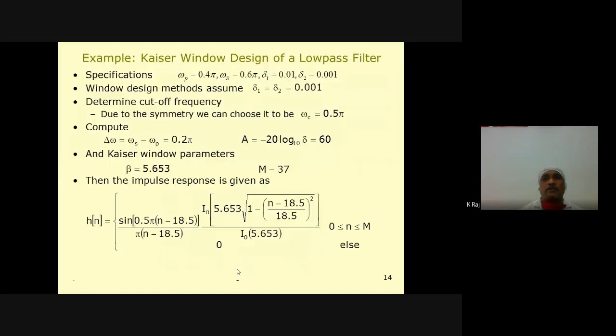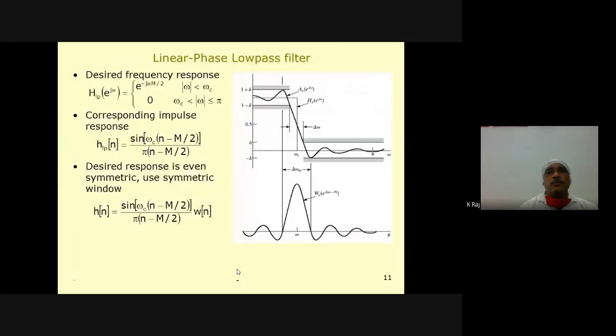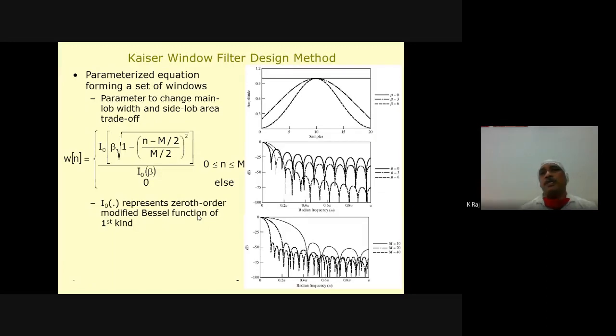So what we have done during the designing of any filter is that we have considered the most complex equation, that is the Kaiser window. Before the Kaiser window, we described what the linear phase low pass filter is. It will be represented as h[n] = sin(ωc(n − M/2)) / (π(n − M/2)) multiplied by the window function. And for the window, we are using the Kaiser window.